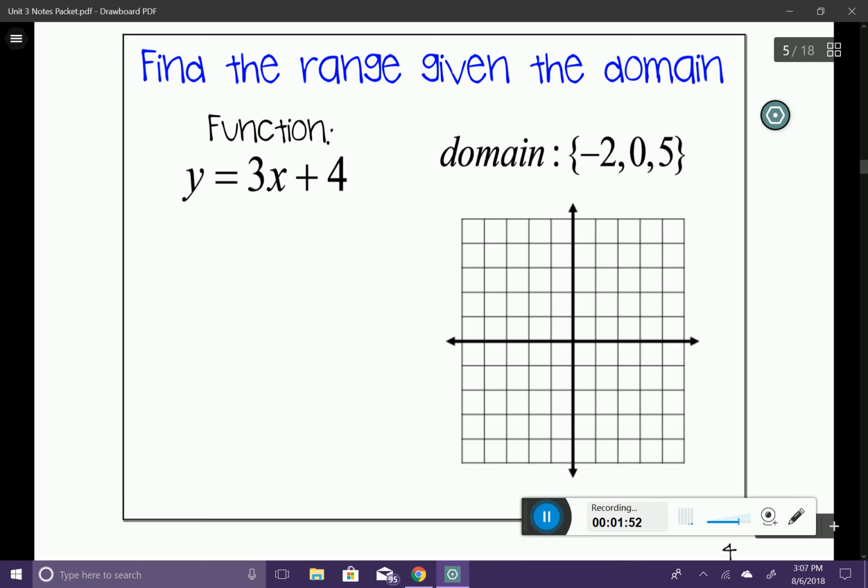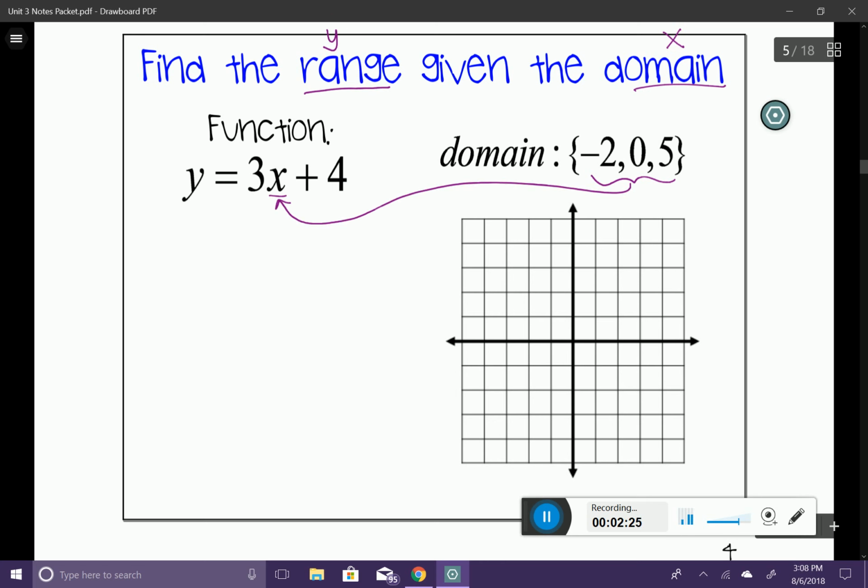Now, this concept is kind of interesting. It says find the range given the domain. So again, we need to remember what the range and the domain mean. The range values are going to be all the y values, and the domain values are going to be all the x values. So really what it's saying is find the y values given the x values. You can see that I'm given these three x values over here on the right. And to find my y values, I'm going to simply substitute those values in for the x that I'm given.